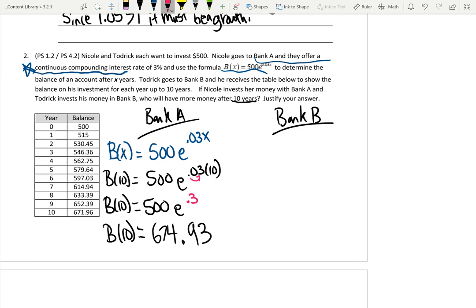Now Bank B, 10 years. How much money is it going to be? $671.96. So which bank gives you a better bang for your buck?